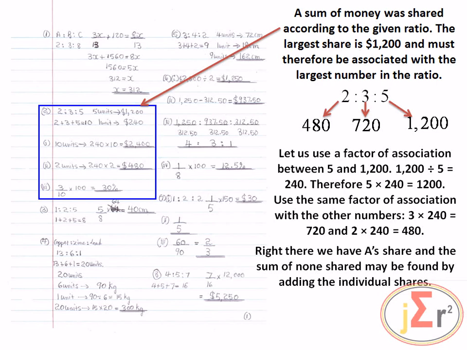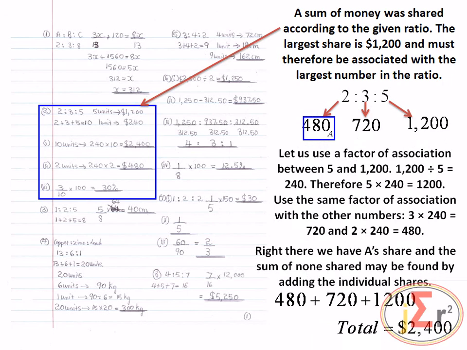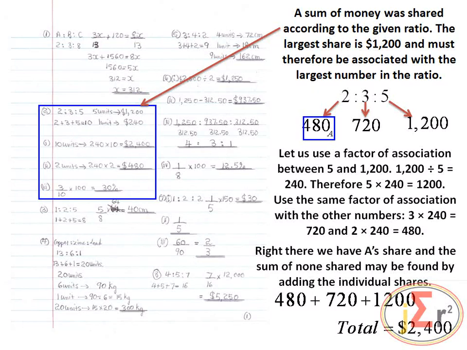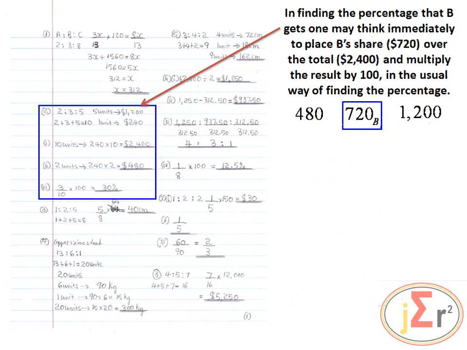individual shares. So add 480 plus 720, no doubt. Add that to 1,200, and the total is $2,400. What do we do next?